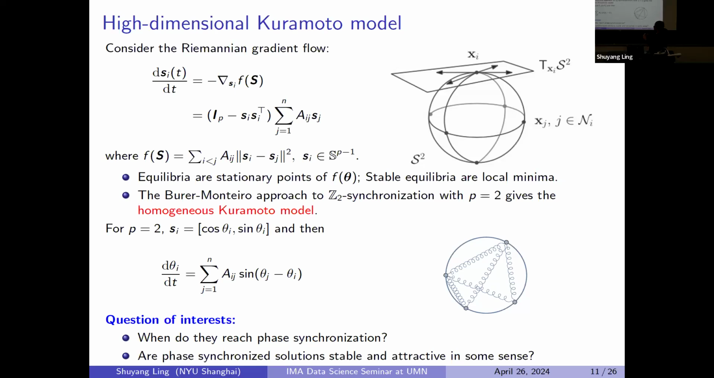And if the energy function has multiple stable equilibria, it means this system, with different initializations, will probably converge to different stable equilibria, which means different local minima of the original function.